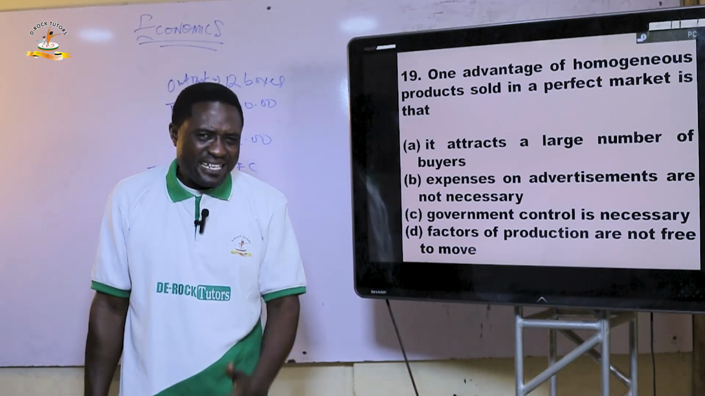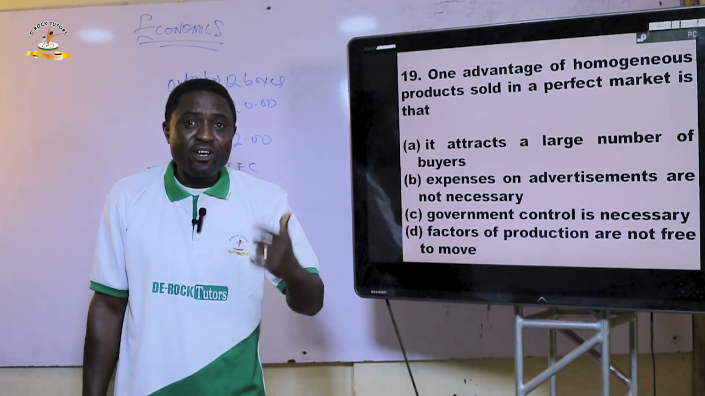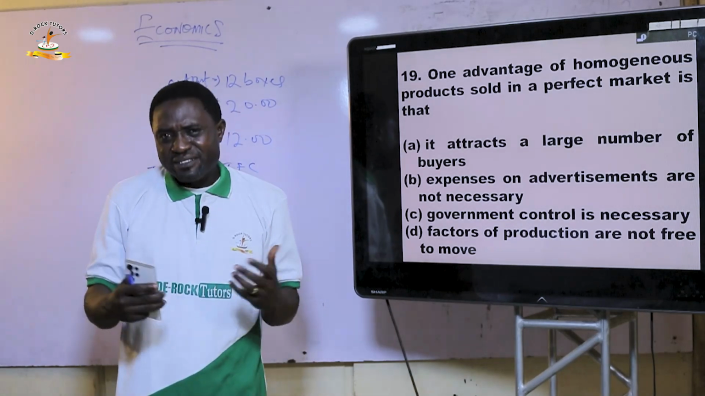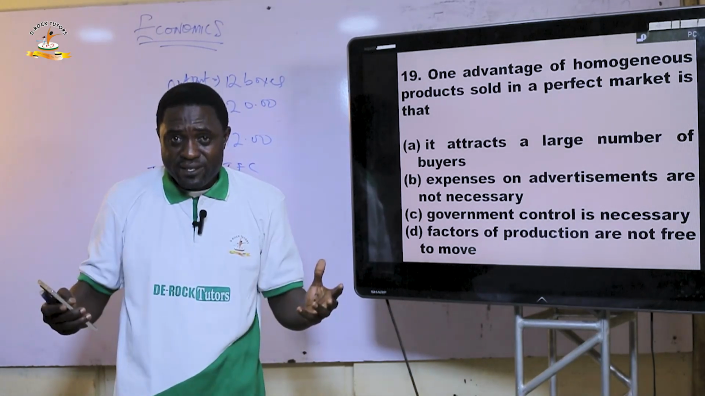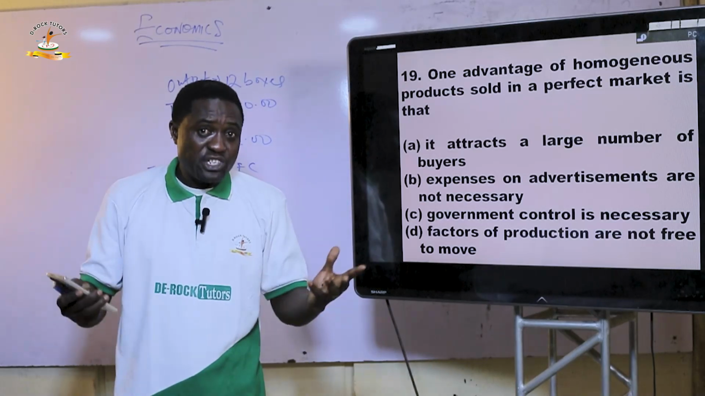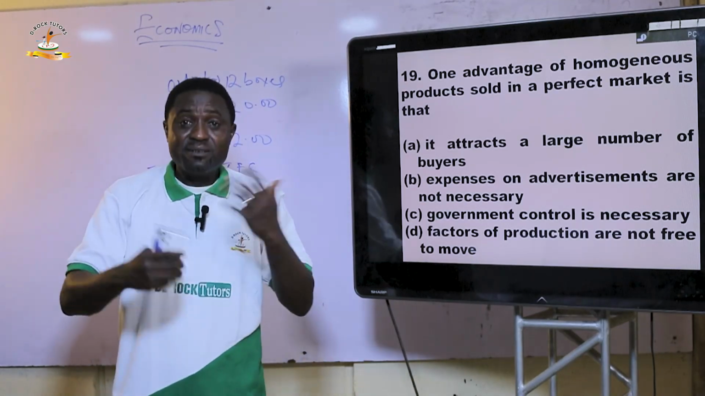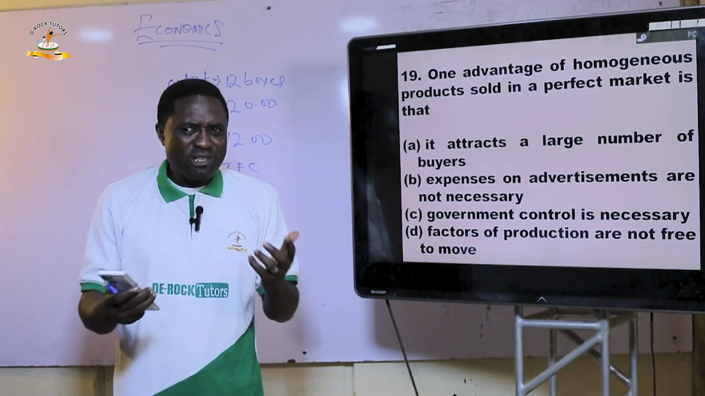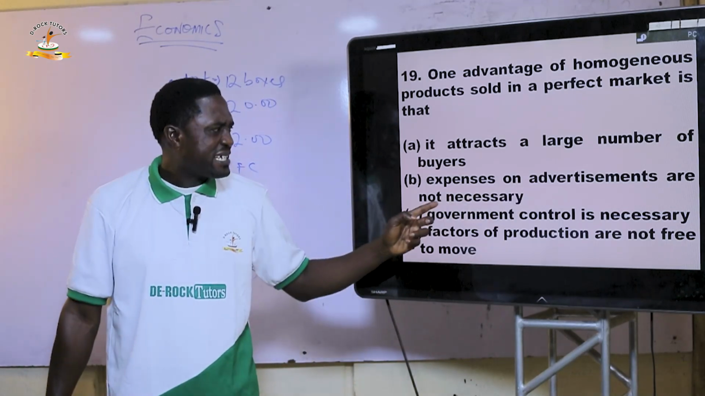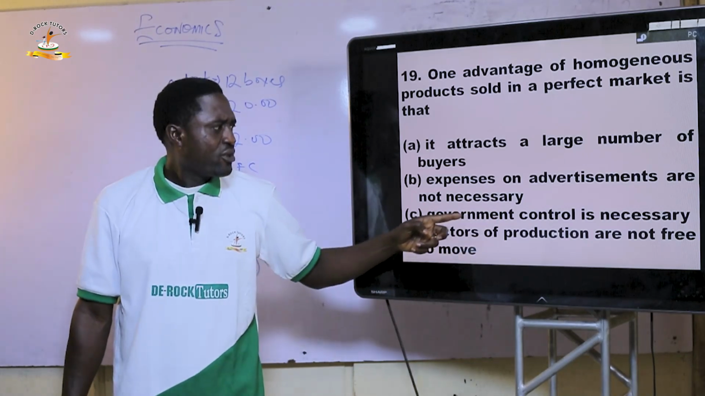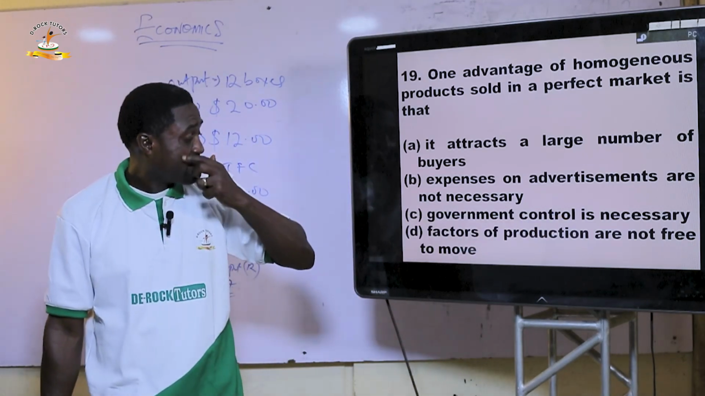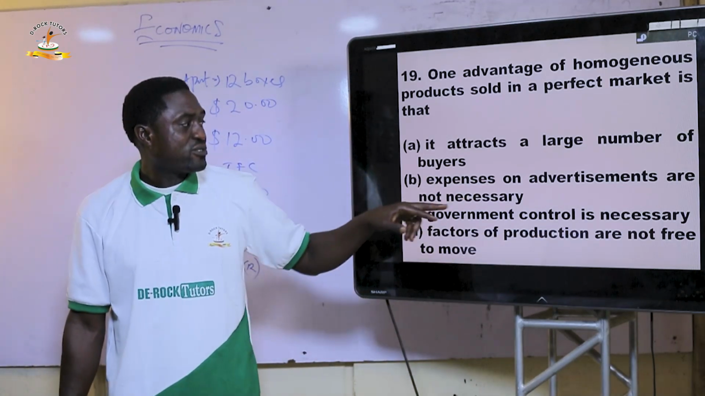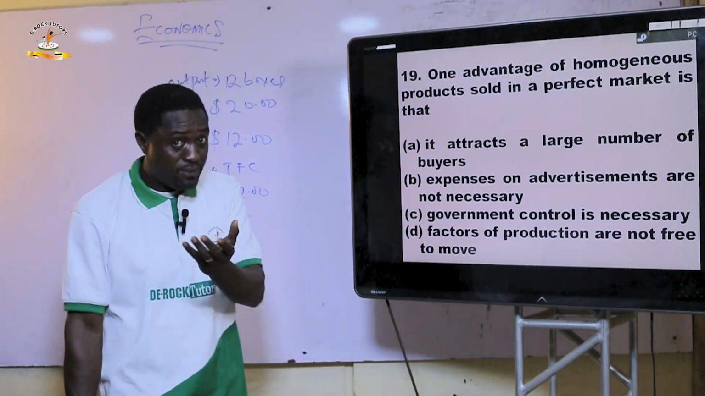No. And I think it's a major advantage because we know a lot of people that spend so much on publicity, on adverts, just to make their products look different in the eyes of their potential buyers, so that they can get more patronage. So it's another advantage if you are not really spending on adverts. The expenses on advertisement are not necessary. It's a major benefit. Government control is necessary. That's not a major benefit. Factors of production are not free to move. Expenses on advertisement are not necessary. That is the perfect answer to that, and I believe it's clear to you.